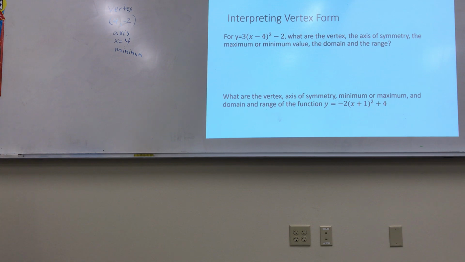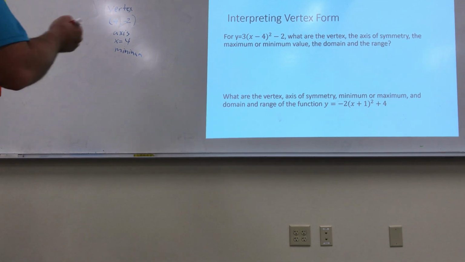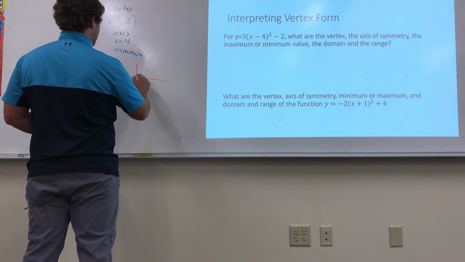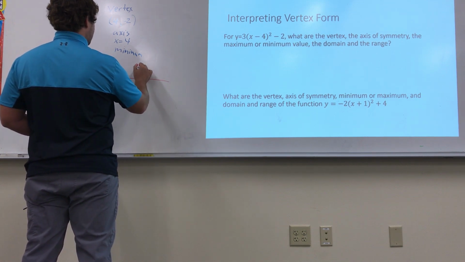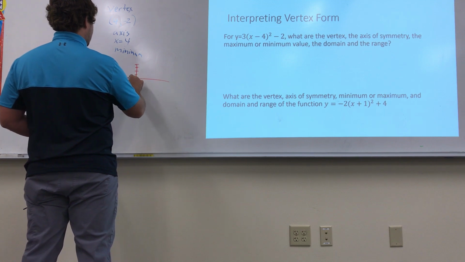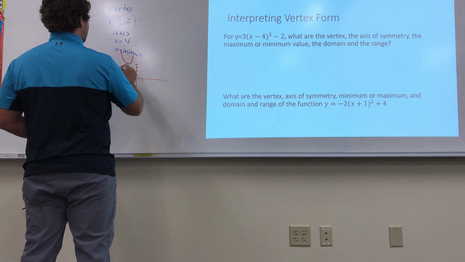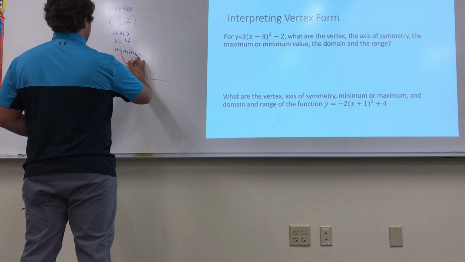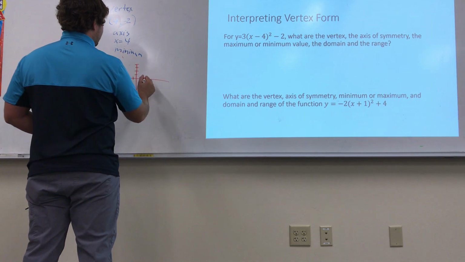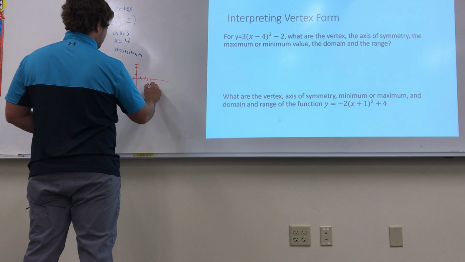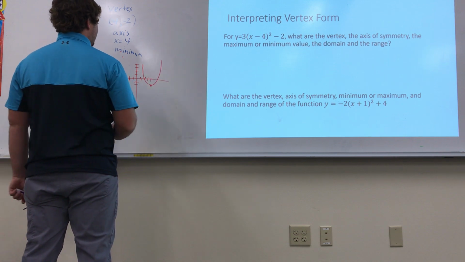So, if we had to draw this just roughly, okay, we know that our vertex is going to be right here, and it is going to go upwards like this. Oh, wrong way. Okay. So we know it looks something like this, right?